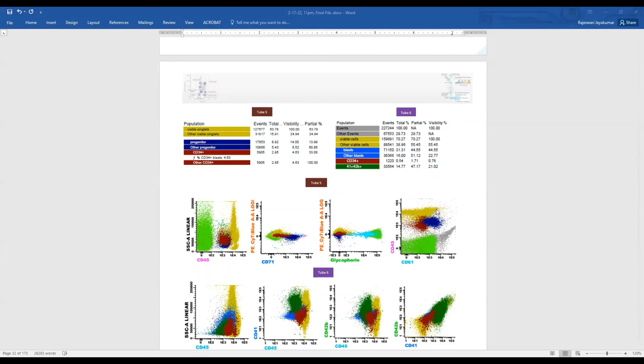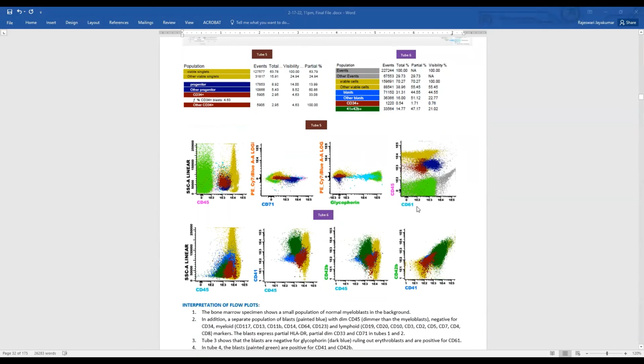And in the CD61 tube, we see that our blasts do express CD61. CD61 is a megakaryocyte marker, and our blasts are expressing megakaryocytic marker CD61. Now tube 6 has more megakaryocytic markers, CD41 and CD42B. Here, if you see, the cells that have low side scatter and dim CD45 are here. And we have, again, the CD34 positive cells, and the cells of our interest are painted in green here.